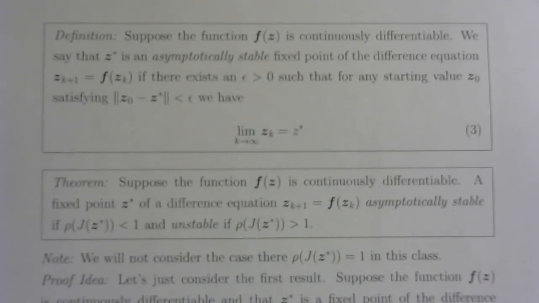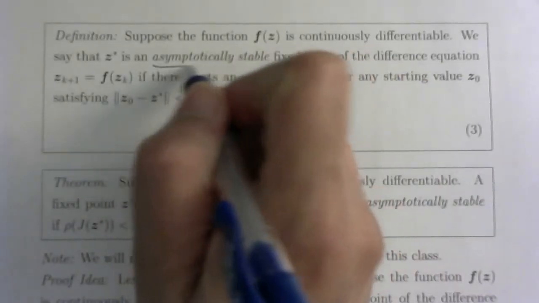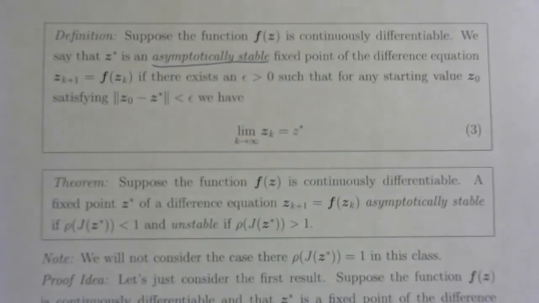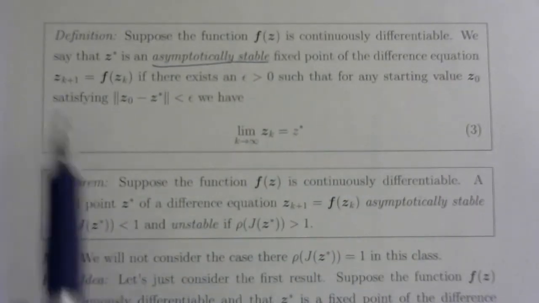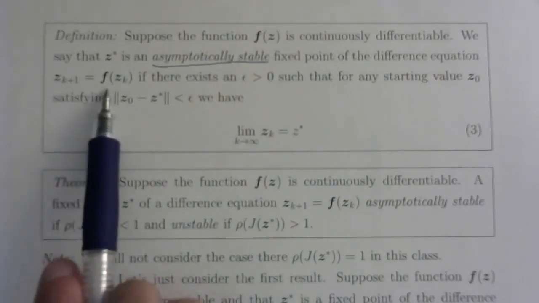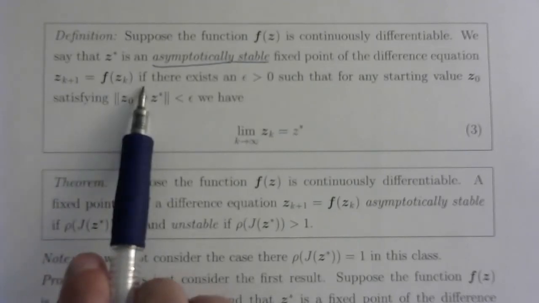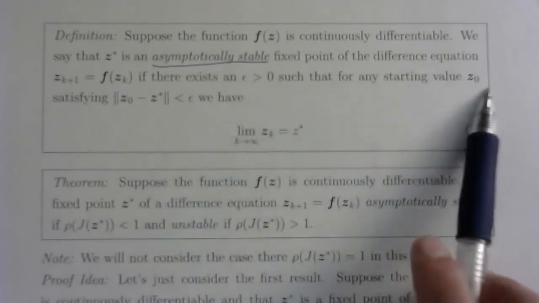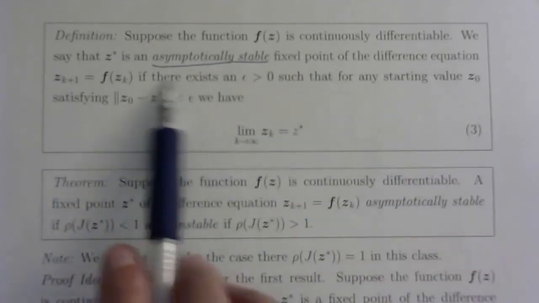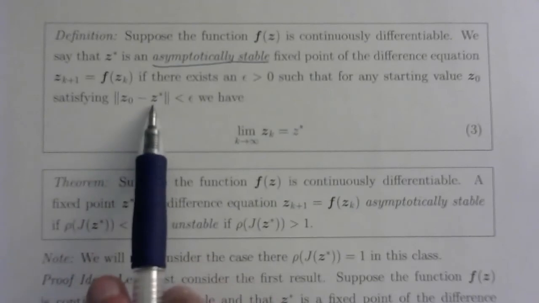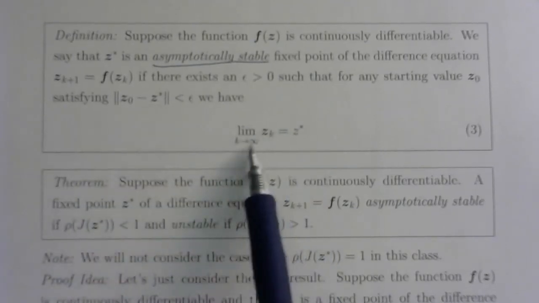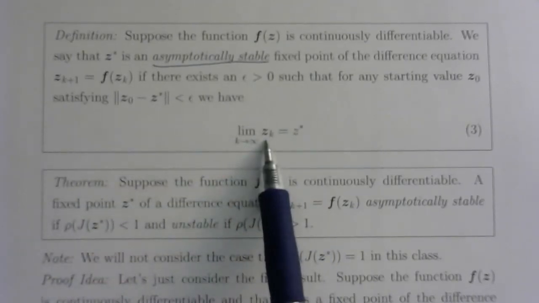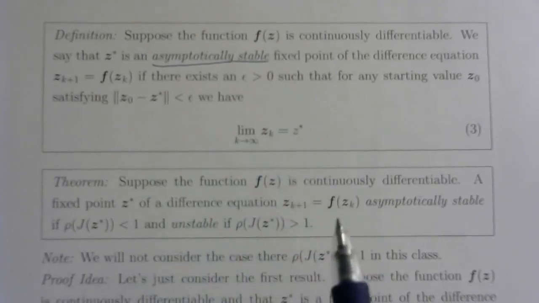So we say that a fixed point is asymptotically stable. So this z star is an asymptotically stable fixed point of the difference equation z_{k+1} = f(z_k) if there exists an epsilon greater than 0 such that for any starting value z_0 within a ball of radius epsilon of the equilibrium, we have that as k goes to infinity, z_k goes to z star. So start close.